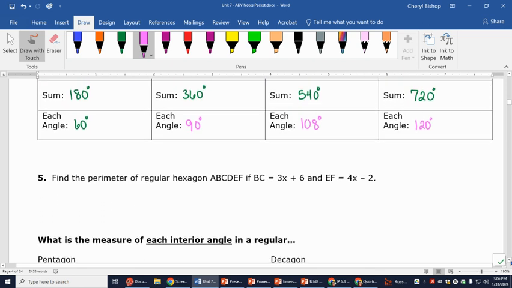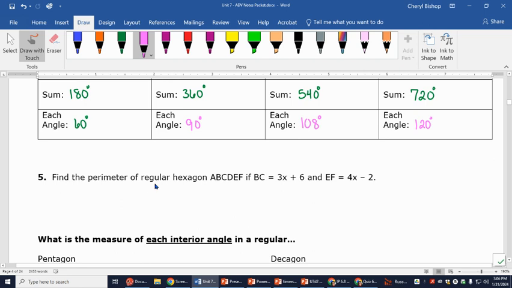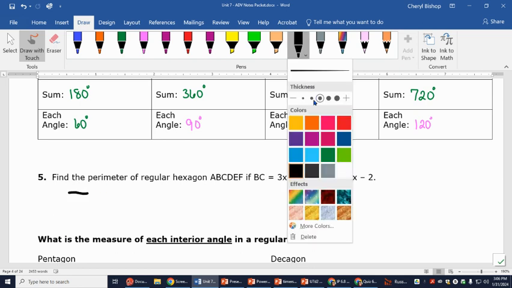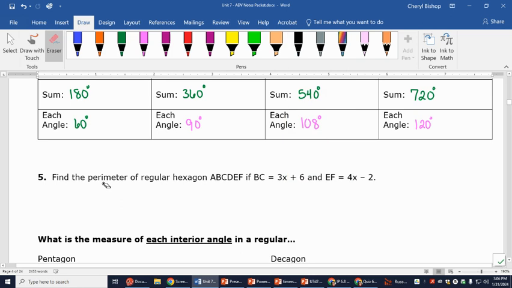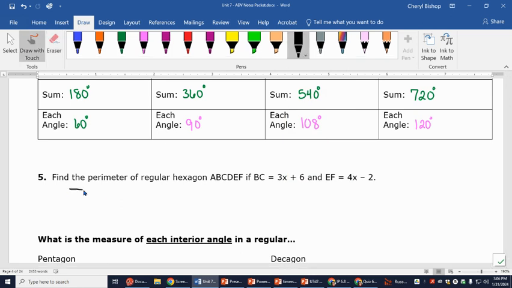Okay, let's look at example 5. It says find the perimeter of a regular hexagon. That's important. Hexagon ABCDEF. If BC equals 3x plus 6 and EF equals 4x minus 2. Let's draw a picture. So I want a hexagon. The way I draw hexagons, I'm going to make that a little bit thinner. I find the easiest way to draw hexagons, and it doesn't necessarily mean that they're going to look regular, is I do a horizontal and then a big less than and then a big greater than, and then I just connect. And it's A, B, C, D, E, F.